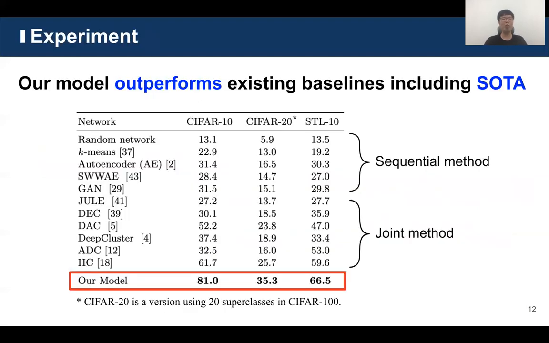We use the Hungarian method to achieve the best bijection permutation mapping between the clusters and ground truth labels. We evaluated the mapping with top 1 classification accuracy over three datasets, CIFAR10, CIFAR20, and STL10. This table shows that our proposed model outperforms the baselines substantially. It achieves an accuracy of 81% for CIFAR10, when the existing SOTA is 61.7%.